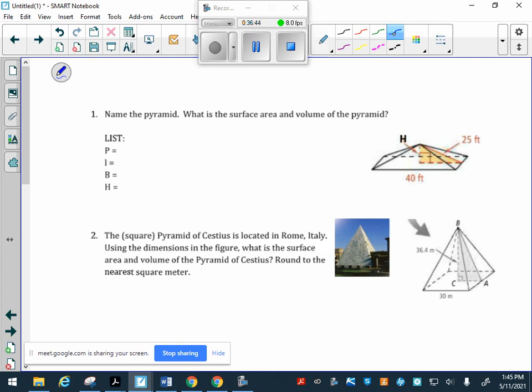All right, first of all, name the pyramid. What kind of pyramid is this? Remember, you're going to assume that the bases are regular polygons. So what kind of pyramid is this? And what's a regular rectangle called? A square, right? I know it looks not very square, but we're assuming that things are regular. So that really makes the base actually a square. Okay, so this is a square pyramid.